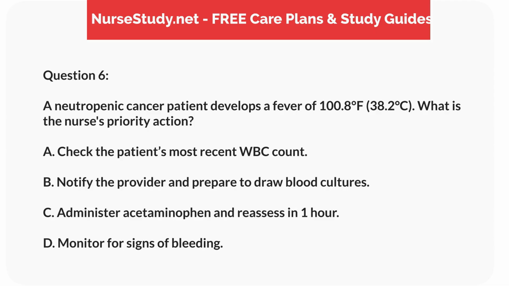Question 6. A neutropenic cancer patient develops a fever of 100.8 degrees Fahrenheit, 38.2 degrees Celsius. What is the nurse's priority action? A. Check the patient's most recent WBC count. B. Notify the provider and prepare to draw blood cultures. C. Administer acetaminophen and reassess in 1 hour. D. Monitor for signs of bleeding.